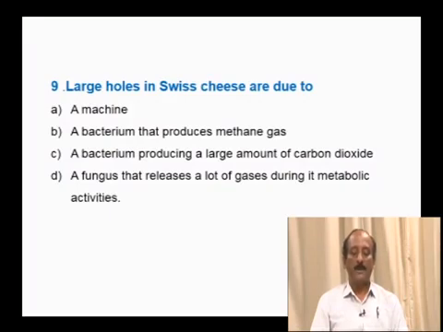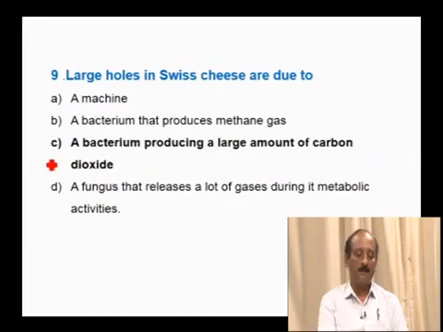I told that the large holes in Swiss cheese are mainly because of one of the bacterium called Propionibacterium shermanii. It is going to produce a large amount of carbon dioxide by fermentation activity, because at the time of evaporation of carbon dioxide from the cheese, the large holes are formed. Hence, the correct answer for this question is option C.